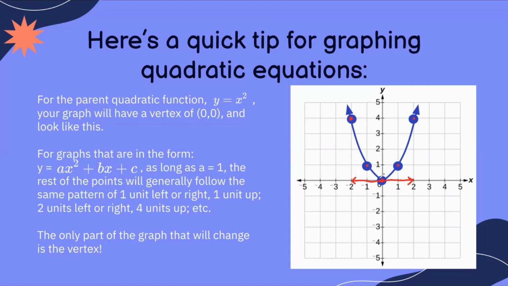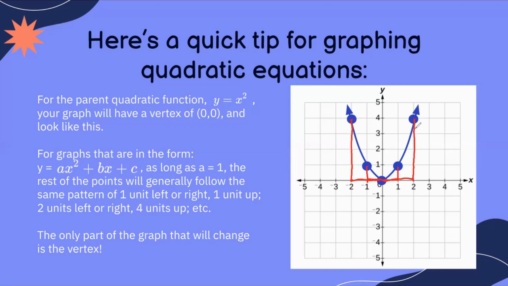Now, if you look at the pattern that this graph creates, you might notice that if you go 1 unit to the left of the vertex, then you would go up 1 unit, and same goes for if you were to go 1 unit to the right of the vertex, you would go up 1 unit once again. And then if you were to go 2 units left from the vertex, you would go up 4 units, and same goes for if you were to go 2 units right from the vertex, you would also go up 4 units.